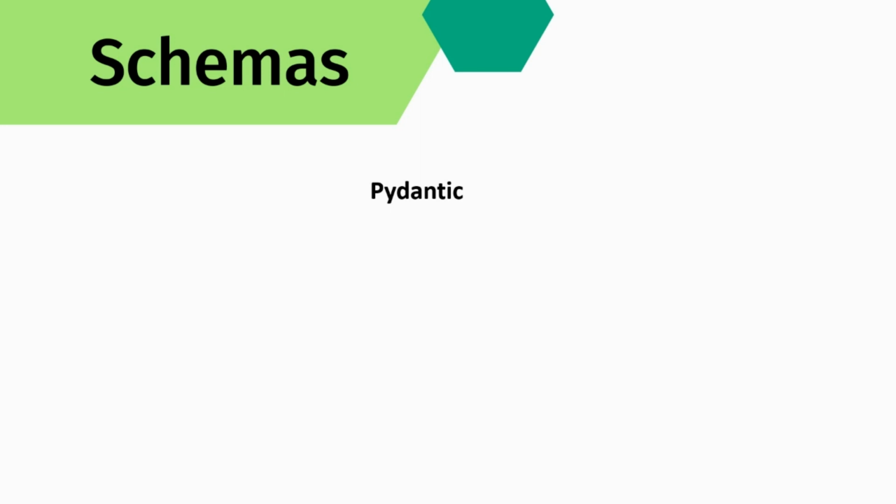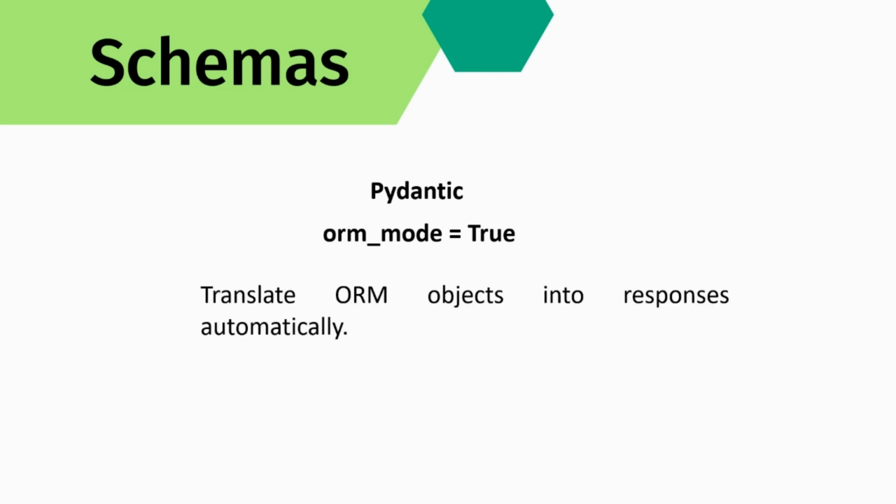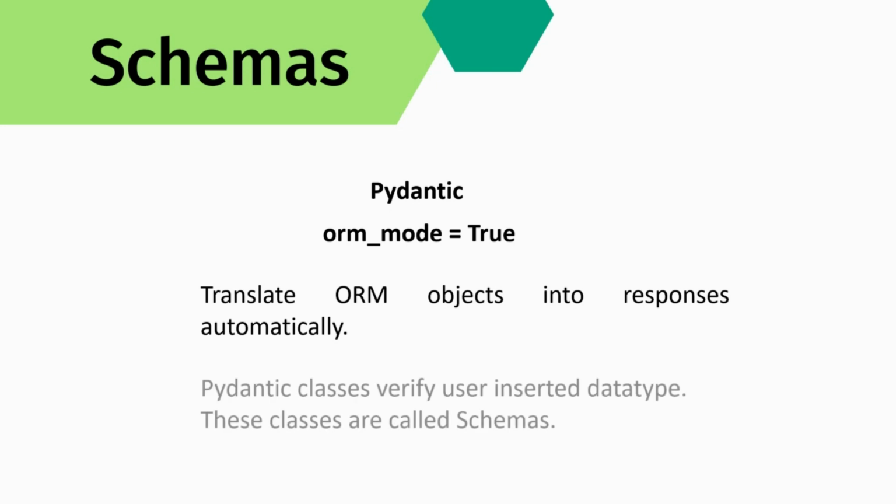We will also use orm_mode equals true because it will allow our app to take ORM objects and translate them into responses automatically. This automation saves us from manually taking data out of the ORM, making it into a dictionary, and then loading it with Pydantic. In simple words, our created Pydantic classes will verify the user-inserted data type. These classes are called schemas.